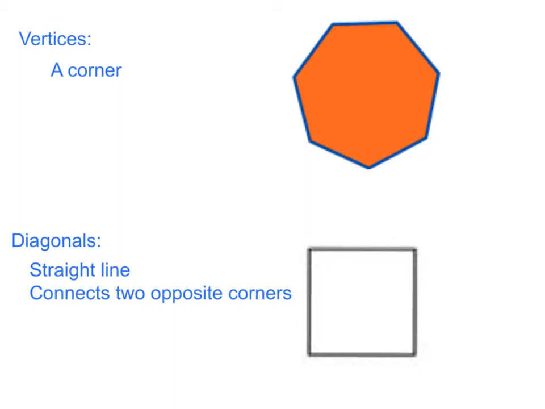So let's talk about a couple other terms here, and that is a vertice. A vertice is simply a corner. So when we talk about a corner, we're just talking about these little things here, and that is a part of your polygon. The other thing is a diagonal. A diagonal is a straight line that connects two opposite corners. So when we draw our diagonals, we're going to start off in one vertice, and then we're going to go to the other one. And we're going to draw our straight lines, or segments in this case.